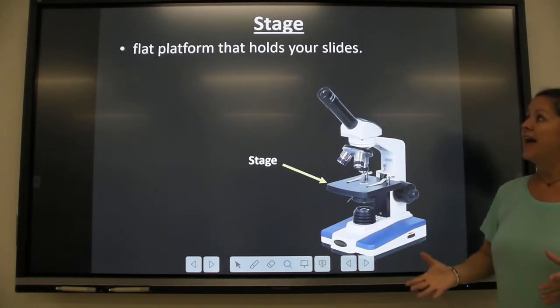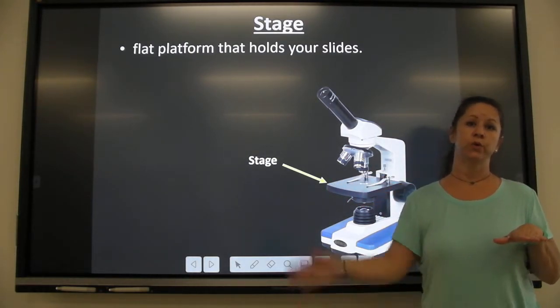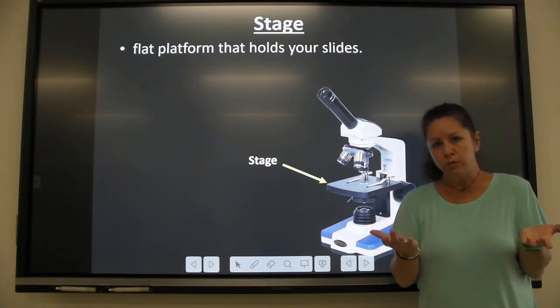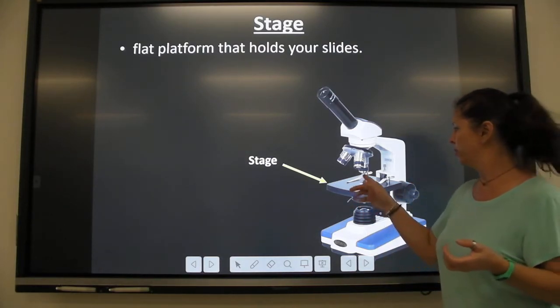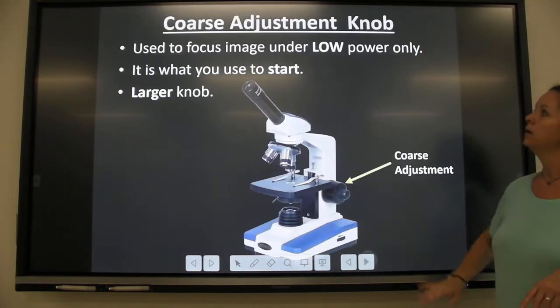All right, the stage is this big flat platform. The stage is where you set your slide. That's what you're going to put your slide on. It holds the slide. That's where you're going to be working with the slide, is on the stage.